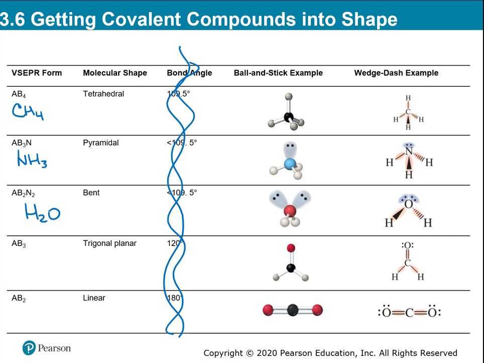Trigonal planar, this is CH2O. This is the formaldehyde molecule where carbon has a double bond and 2 single bonds. And so in this case, it ends up allowing those 3 groups to get exactly equal distance apart, making a nice little triangle. So that's the trigonal planar. And then the last one, our example is carbon dioxide, where you have a carbon in the middle, 2 groups connected, no non-bonding electrons, and that's going to create your linear shape.